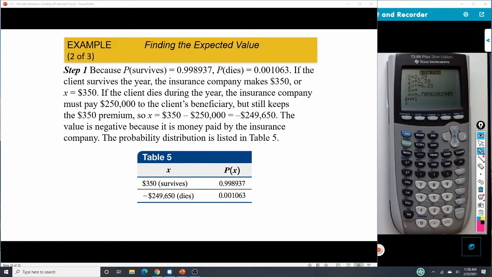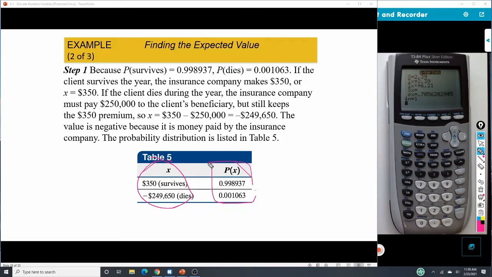Now, what about the cost? All right, so if the person survives the year, the insurance company gets the $350 that the person paid because they paid that amount. But if they die, the insurance company has to pay out. Well, the person already paid $350 to them, so they're in a bonus. But when the company pays this out, there's a difference there. So the difference is a negative $249,650. Okay, and so those are the possible X values, and then these are the probabilities for that.